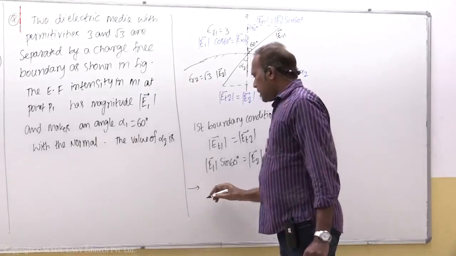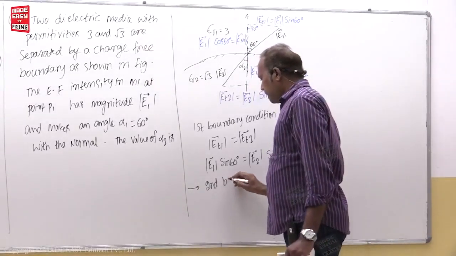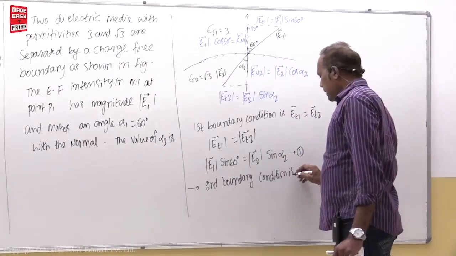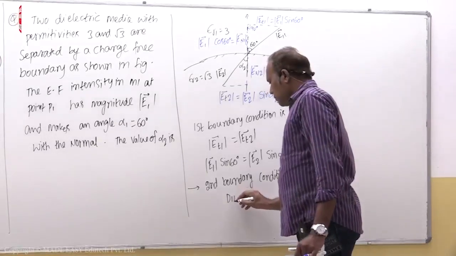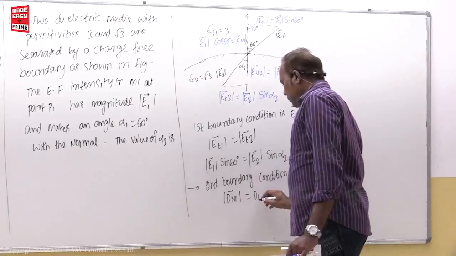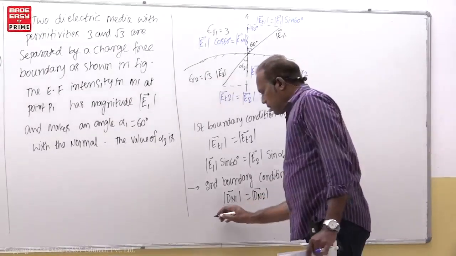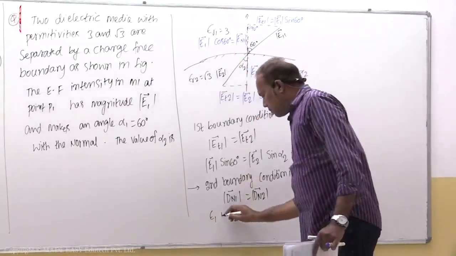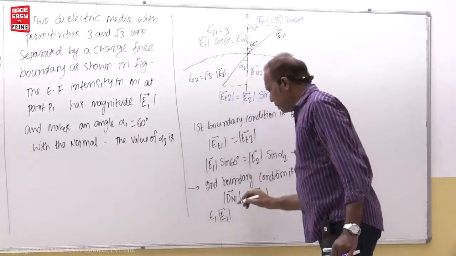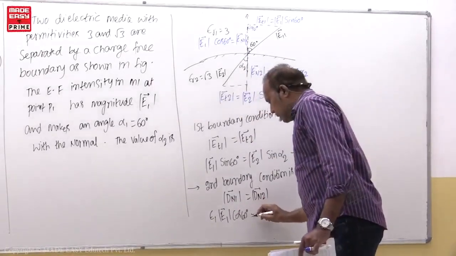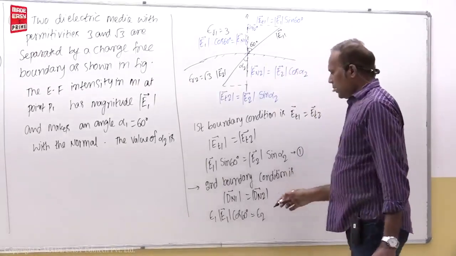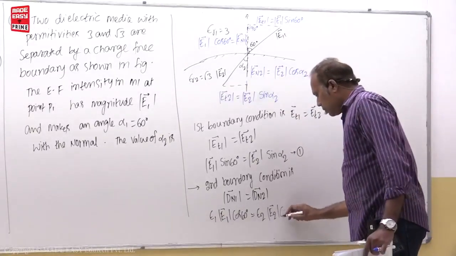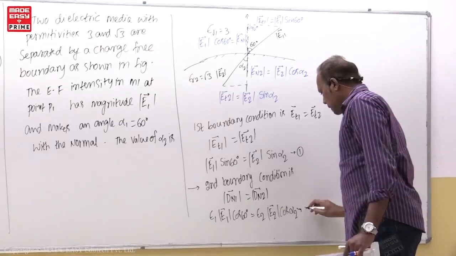Similarly, second boundary condition is dn1 is equal to dn2. That dn1 is equal to epsilon 1 into en1, and En1 is modulus of E1 into cos 60 degrees. dn2 is equal to epsilon 2 into en2, and this en2 is modulus of E2 into cos alpha 2. This is equation number 2.